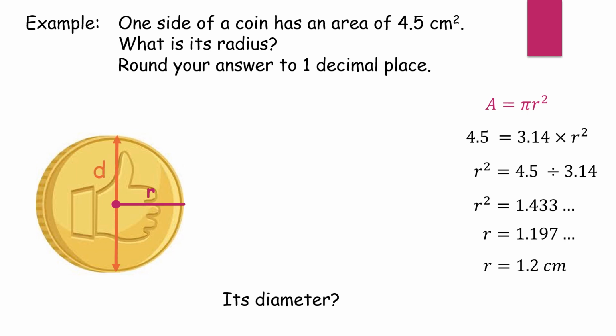Now, what if I wanted to work out the diameter? Well, as we know, the diameter is twice the radius. So we just need to double the radius. So 1.2 multiplied by 2 gives us a diameter of 2.4 centimeters.